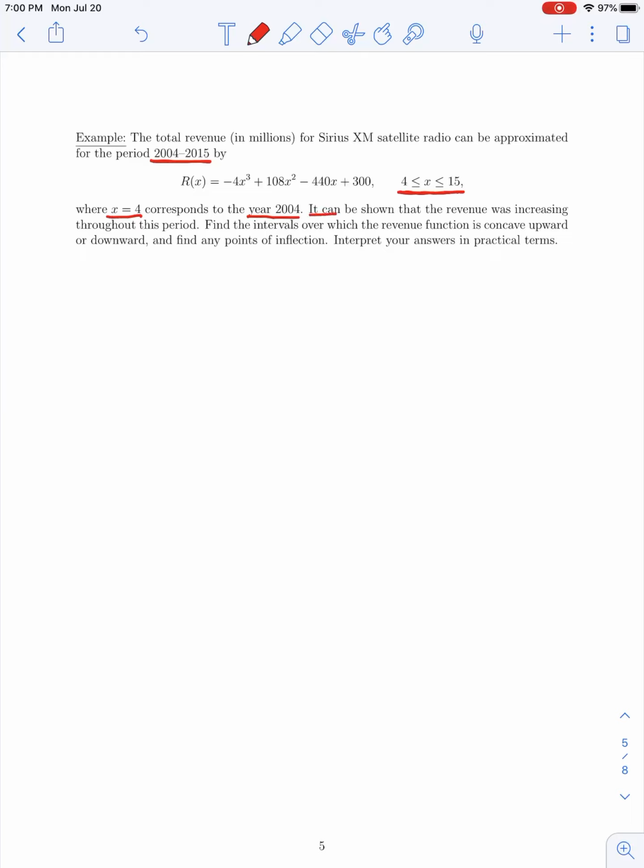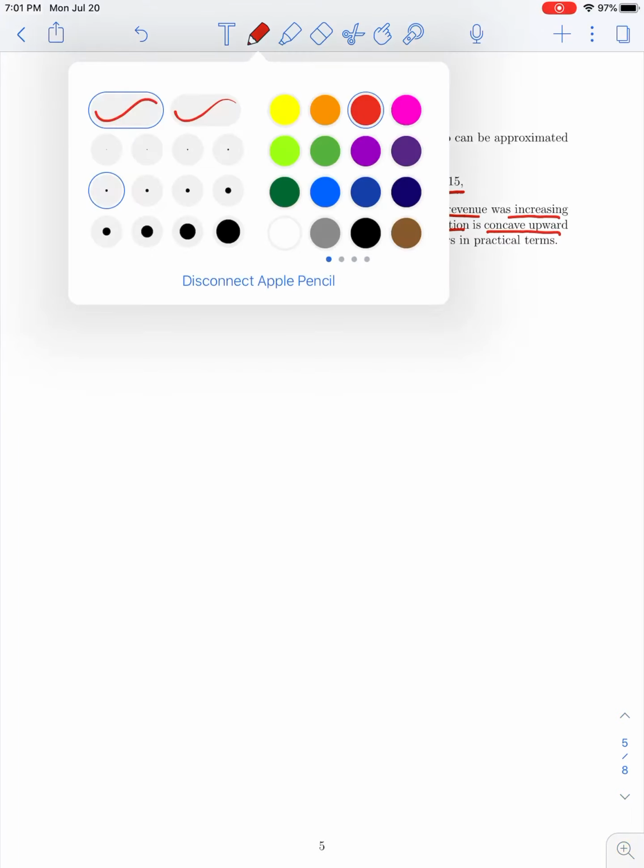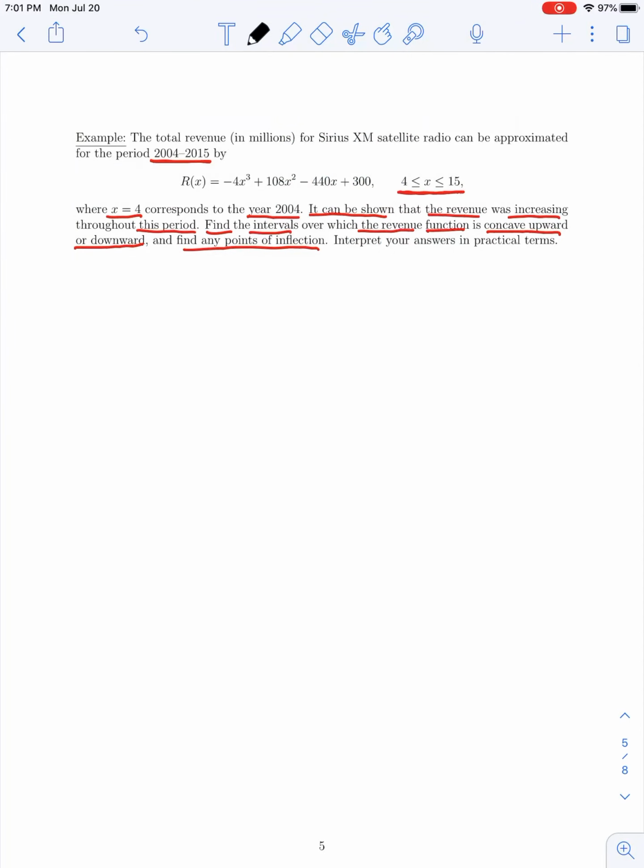We're told it can be shown that this revenue was increasing throughout this period. And the question is to find the intervals over which the revenue function is concave upward or downward, and then find any points of inflection, and then interpret our answers in practical terms. So just like the previous example, to find intervals of concavity, we need our second derivative.